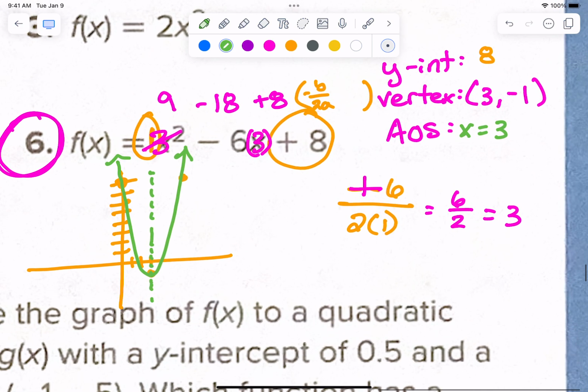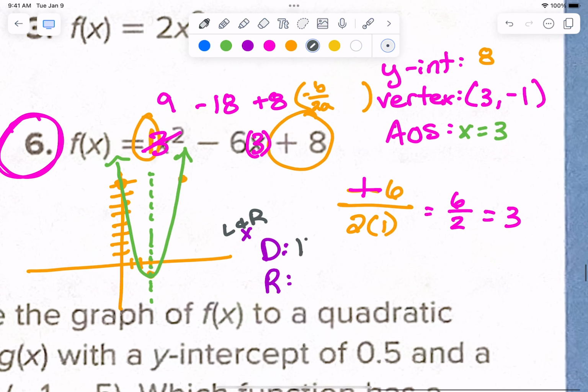Then we have to do domain and range. Maybe you remember this from when we did domain and range in chapter 1. Domain is the x's. X's go left and right. Will this thing go to the left and to the right forever? Yes. So all reals for domain. The range is up and down. Will he go up forever? Yes. Will he go down forever? No. The y's are only greater than or equal to negative 1.